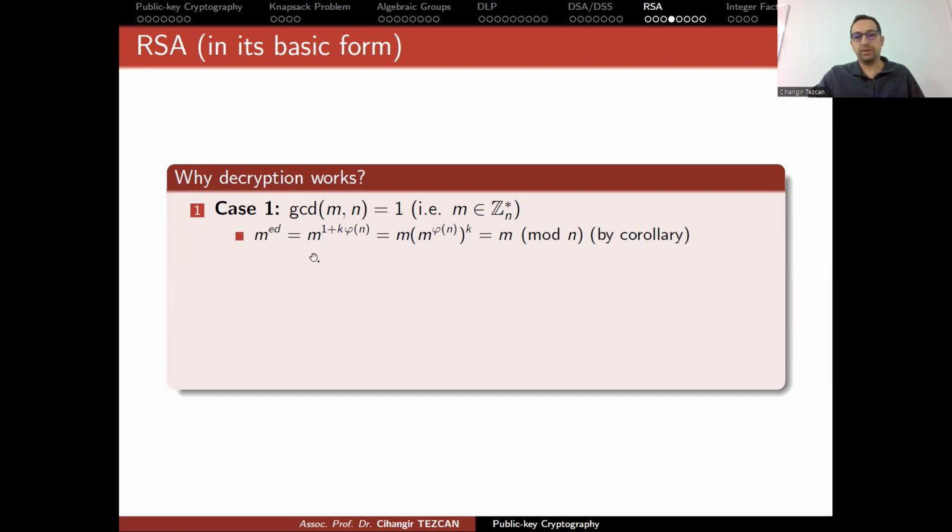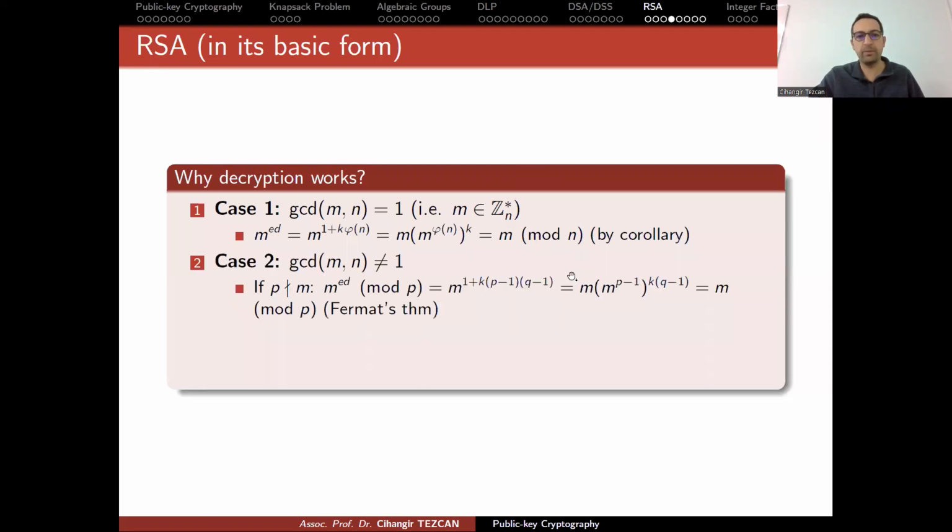And this is how we chose D, right? Because it is the inverse of E, modulo phi n. So this means that it is equal to m times m to the power phi n to the power k. But recall our corollary. This has to be equal to 1 modulo n. So this is why 1 to the power k is 1, and you end up with m. Okay. This is why RSA works.